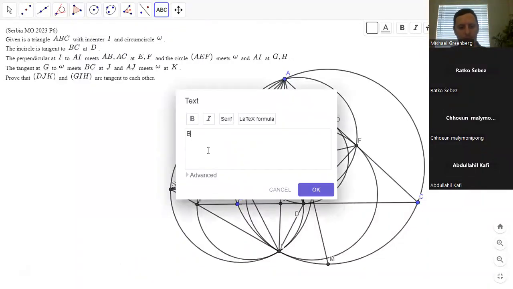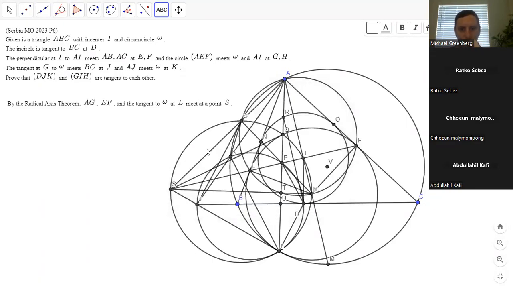I'm gonna just type it out. By the radical axis theorem, AG, EF, and the tangent at L meet at a point S. That's step one. Then S lies on the polar of A, so A lies on the polar of S.